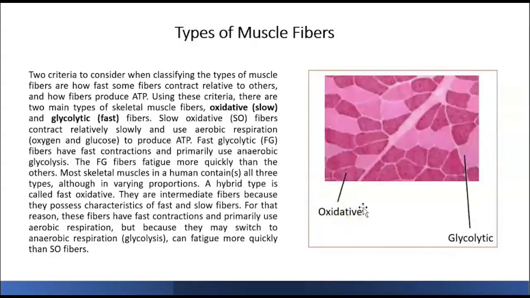For example, we have the gastrocnemius, which is for jumping. You're going to have more of these light fibers. The soleus, which is going to allow you to stand up for a long period of time, is going to have more of these dark fibers.